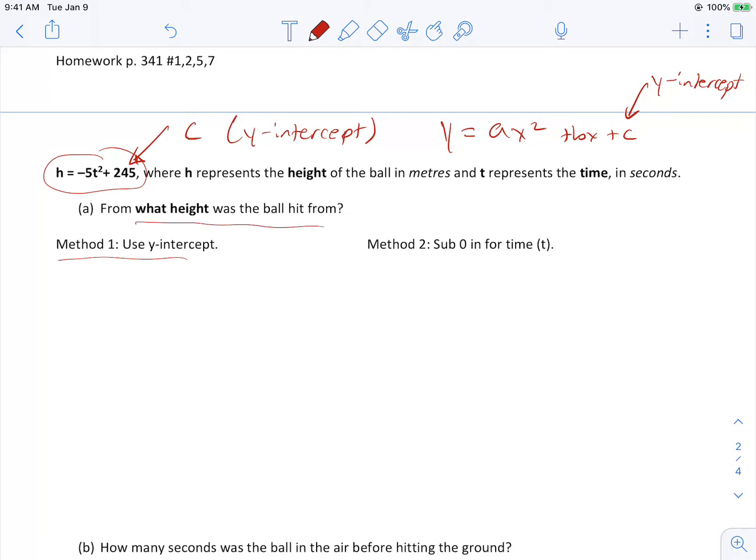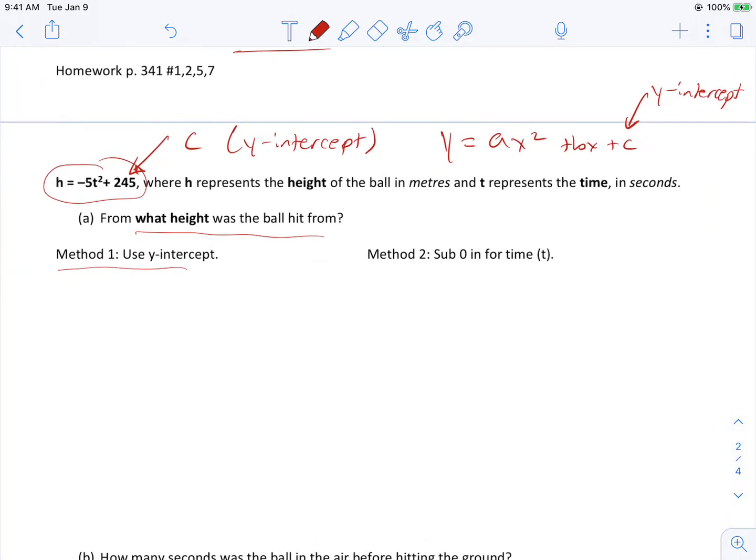So from what height was the ball hit from? Well, we know our y-intercept is going to be our starting value, because if we had this graph, it's going to look something probably like this. So what would be our starting point? Well, this is where Charlie threw it from. He threw it from our y-intercept. So I'm going to guess that this thing is going to be thrown from a height of 245. But we can check that with math.